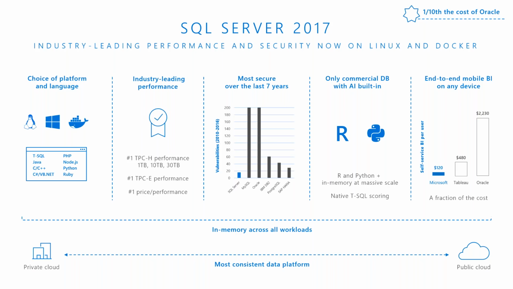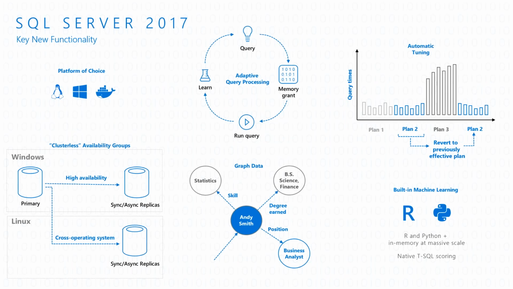But we continue to be an industry leader in performance, in security, and new functionality outside the normal scope of a database engine like R and Python and machine learning and graph data types. And BI is still a big story for us, especially with our ability to do end-to-end mobile BI capabilities. And if you had to look at SQL Server 2017 at a larger scale, and what's different about it between even, say, SQL Server 2016, which is the foundation for SQL 17.